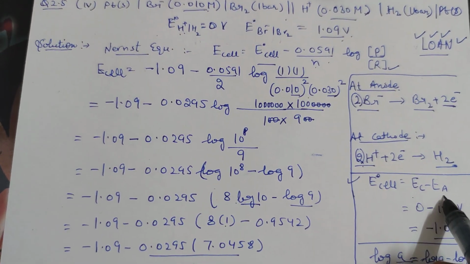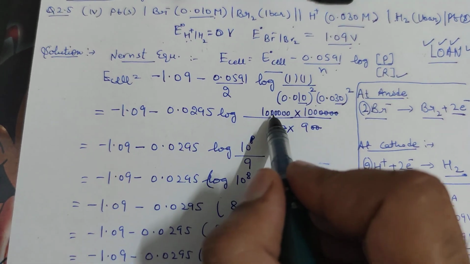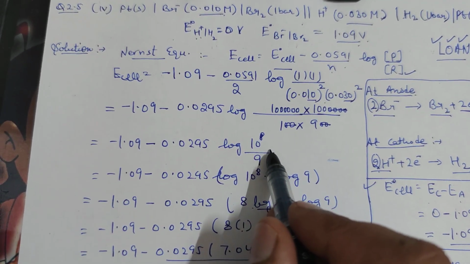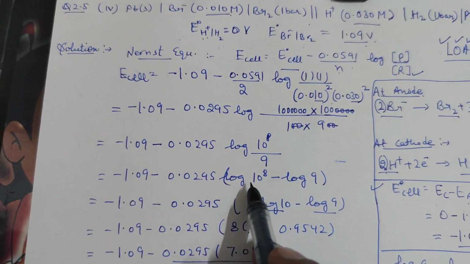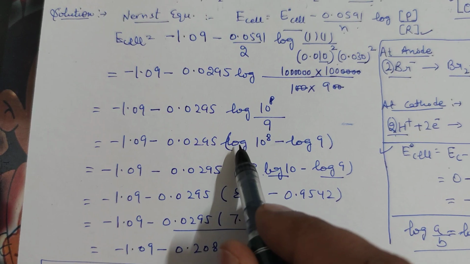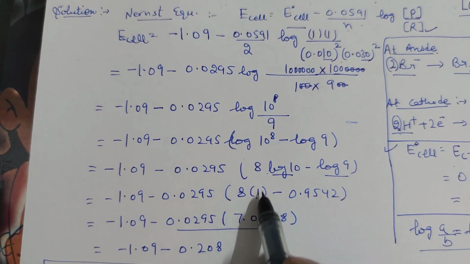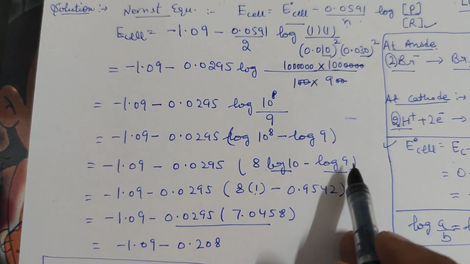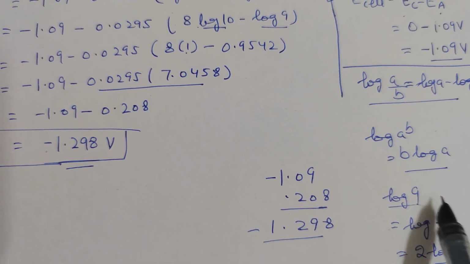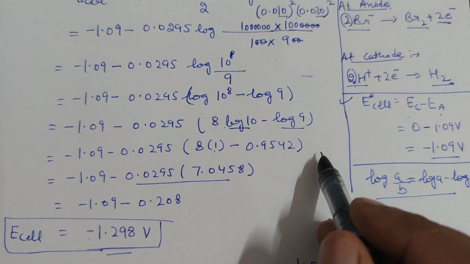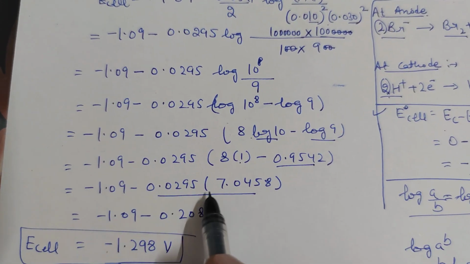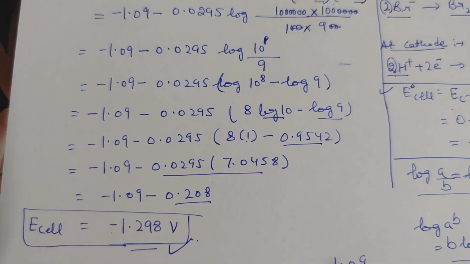E cathode minus E anode. Then we will fill the values, and upon squaring we will get these values. Apply the formula log A upon B is log A minus log B, and then take the power to the front, and log 10 is always equal to 1. So you will get this value. Log 9 you can solve by this method also, or you can use this method also: 3 squared, 2 will come to the front, then fill the value of log 3. Otherwise you can use this value directly also, and then multiply, and this is the final value.